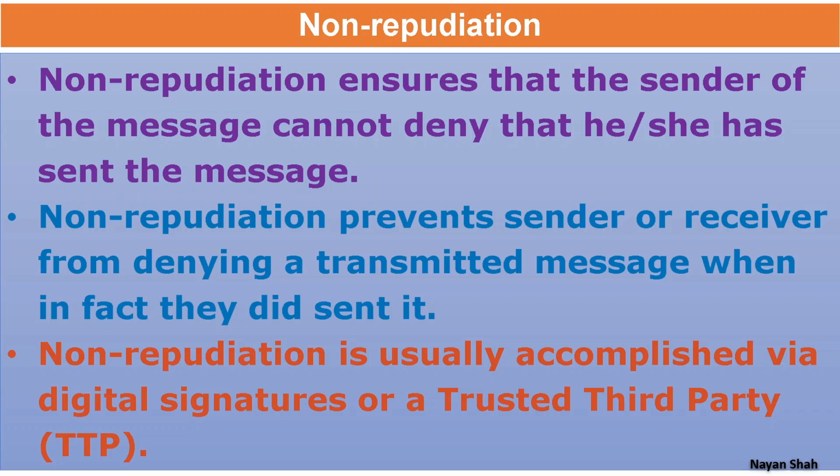Non-repudiation is usually accomplished via digital signatures or a trusted third party, TTP. TTP is important to remember because of its full form. The board may ask you the full form of TTP. So those are the 4 security measures: confidentiality, integrity, authorization, and non-repudiation.